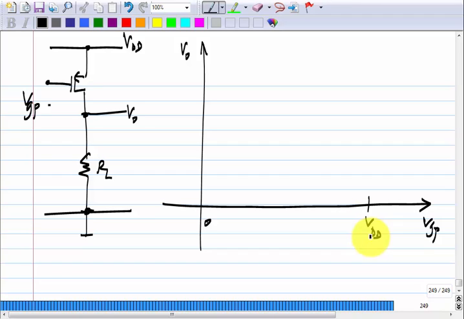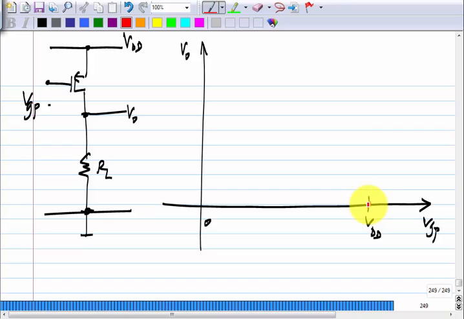What do you do? Limiting points. What are the limiting points? So what is the output for VGP equals VDD? Zero. Why? The transistor is cut off. So that is zero. So we have one point there.